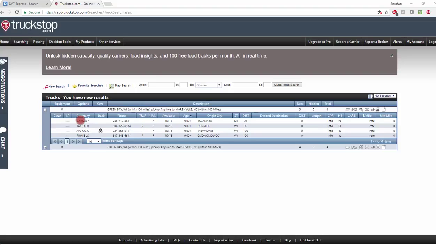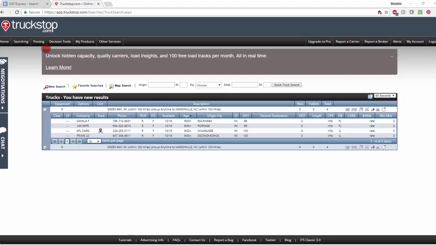Today we're going to be talking about load boards, the three basic functions of load boards and how we use load boards as freight brokers and freight agents. We have two different types of load boards to discuss today: one is DAT and the other is Internet Truck Stop. These are the two largest load boards in our industry, so that's why we focus on these two.